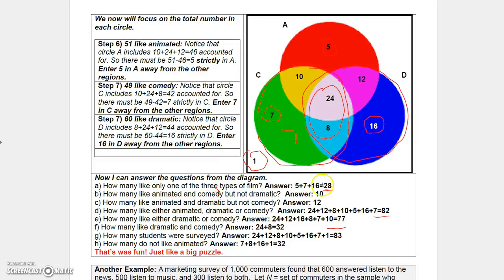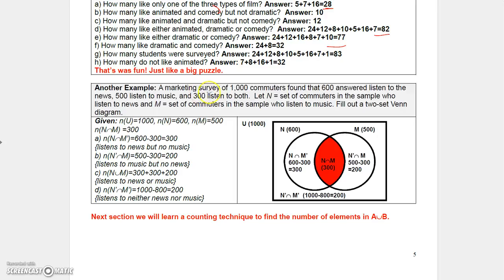And then how many do not like animated? Well, here's your animated circle, so you have to add everybody that's not in animated, so that would be the 7, the 8, and the 16, and then plus the 1. So that would be 31 plus 1 is 32. And so, just like a big old puzzle, see? Wasn't that difficult. Okay, here's another one that you can read here and work.